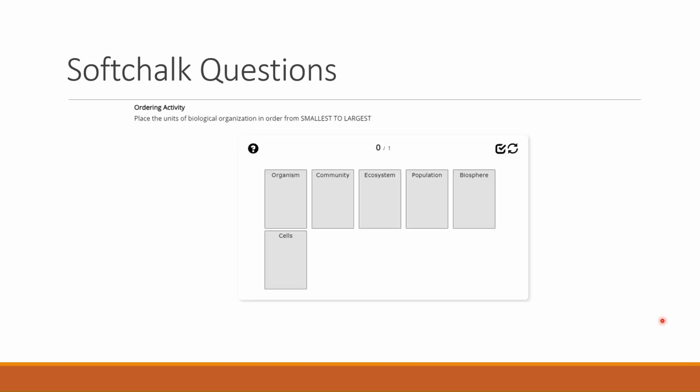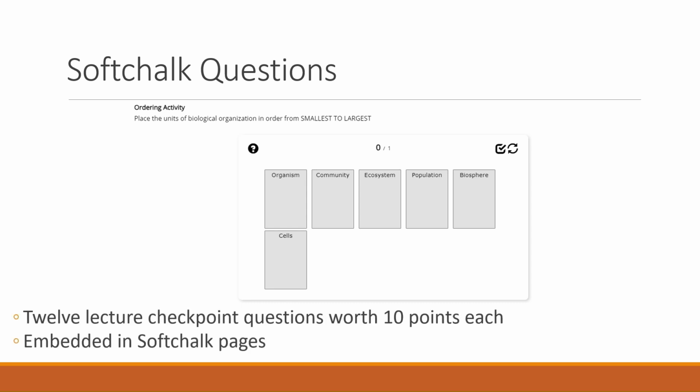The SoftChalk questions come in a variety of different formats. Here we see students are required to order the units of biological organization from smallest to largest. They might be flashcards that you have to organize into different categories. They might be true or false questions, multiple choice questions, or matching questions, but no short essay questions are going to be required on the SoftChalk chapters. So just basically making sure you're following along in the material here.